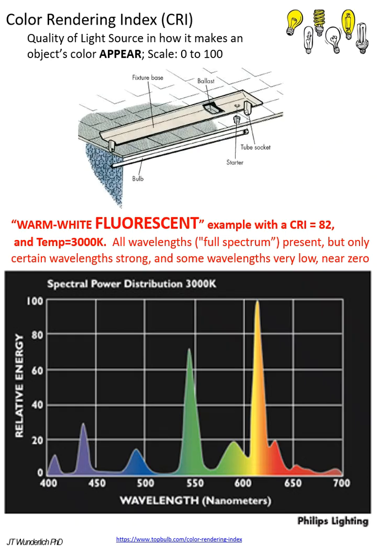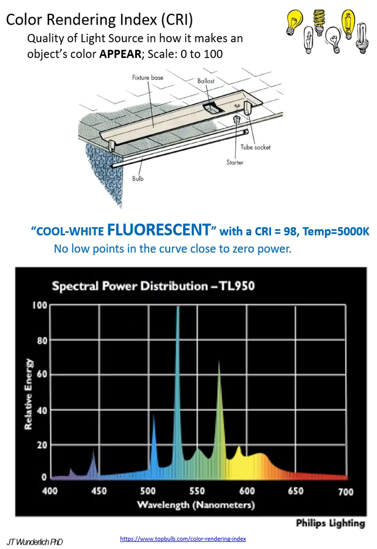Now back to architectural color rendering. So we want to pick certain fixtures, specify fixtures for our clients as architects and engineers. And this is how the spectral power distribution for fluorescent lights works. And this is a warm white. You see it peaking in the red. And then cool white peaks in the blue.